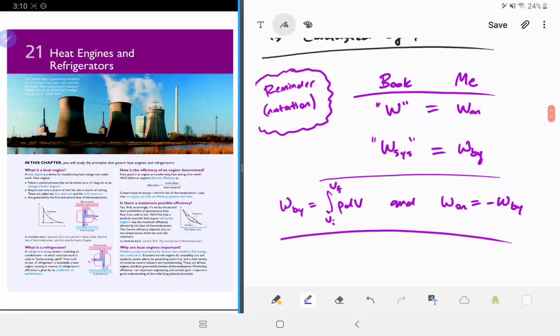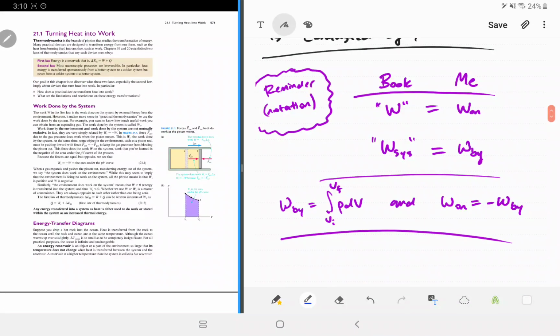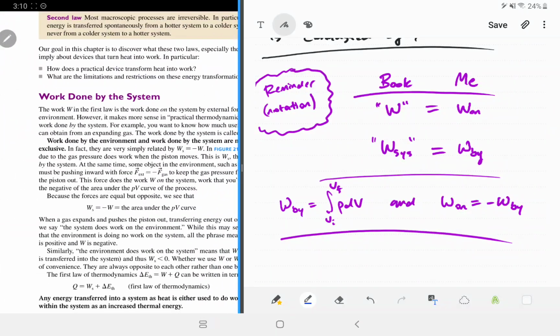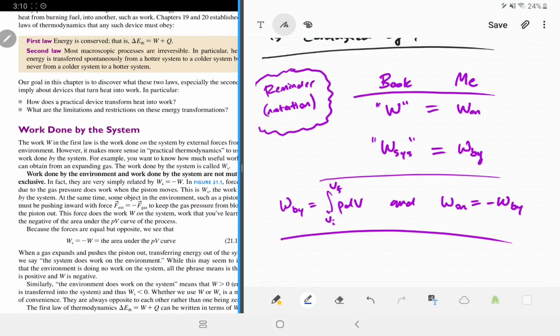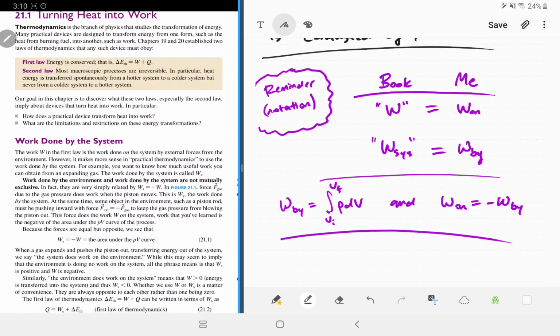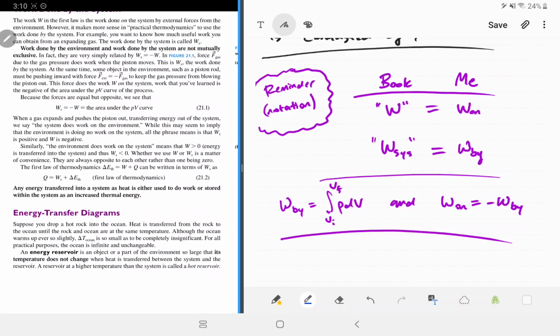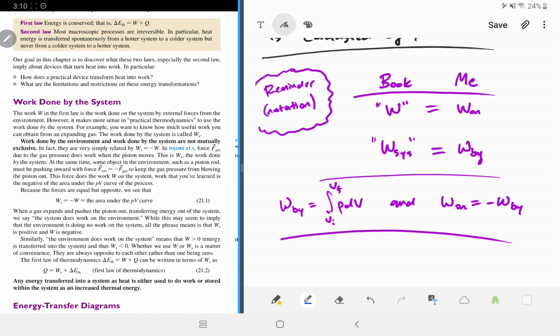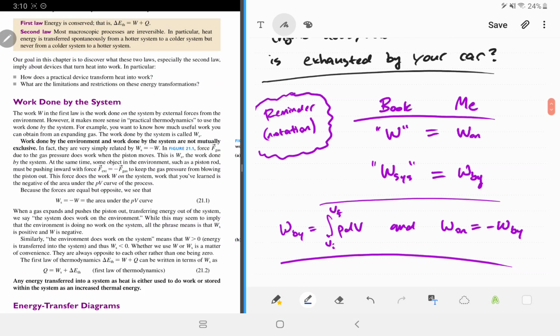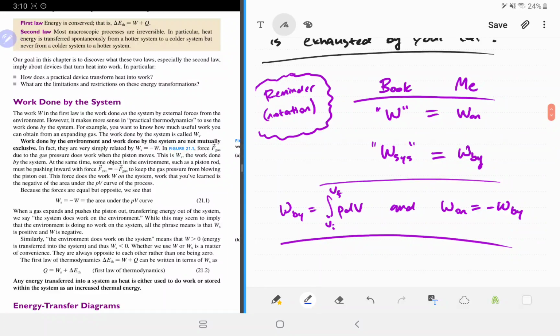Okay, so just as a reminder, your book starts off by saying it's more useful to talk about work done by a gas rather than on the gas. It kind of admits that it should have done this from the beginning. So I just want to remind you that for notation, your book uses W, and then in this chapter they introduce something called work done by the system, and they call it W_sys. And I'm just going to continue using this, W by, the work done by the system.